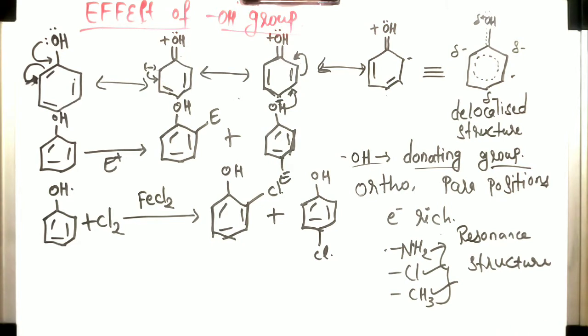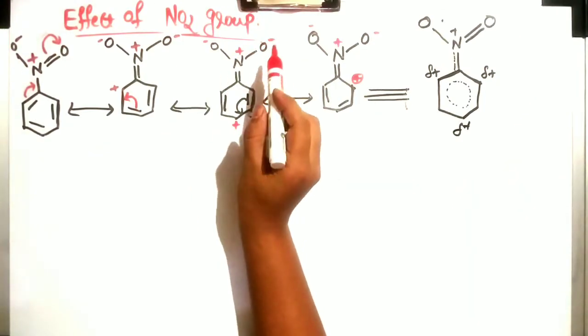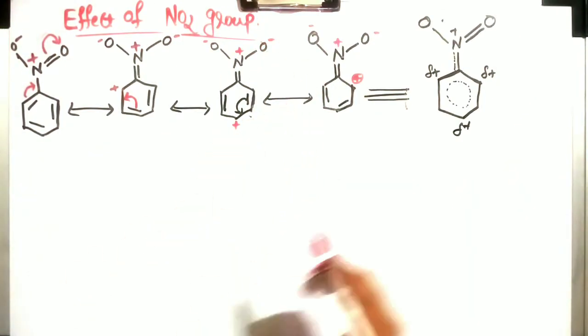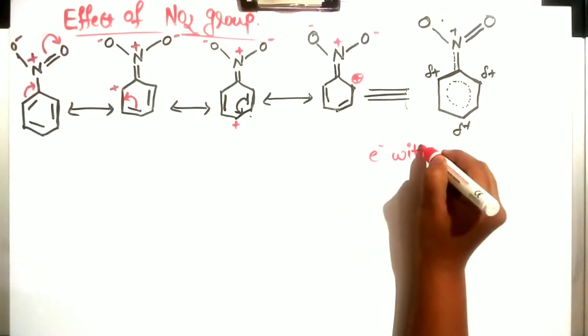Now I will discuss the electron withdrawing group. This is the effect of the NO2 group here. So NO2 group is an electron withdrawing group. Electron withdrawing group.